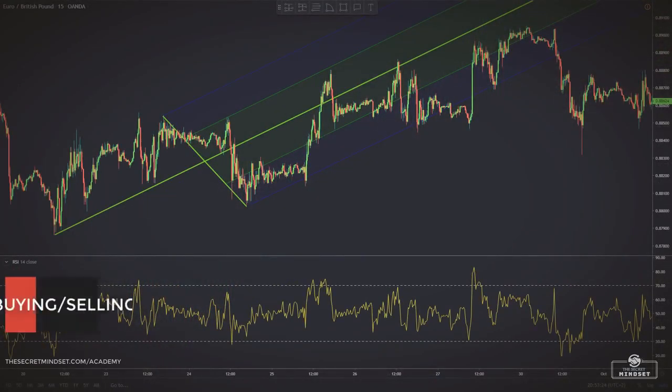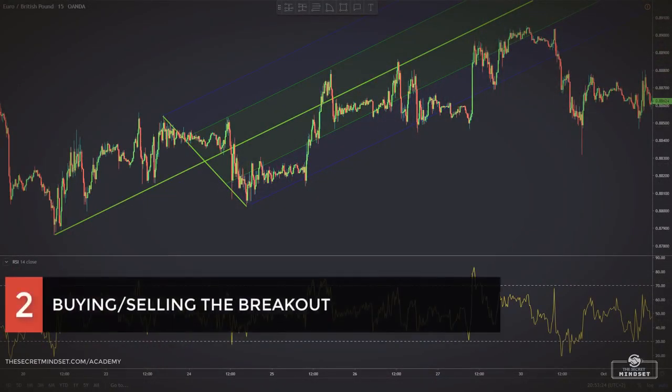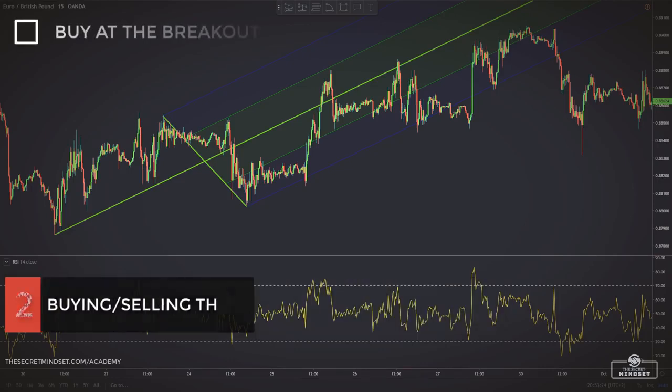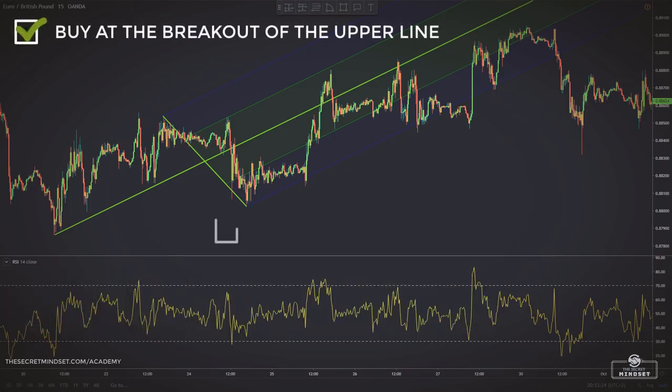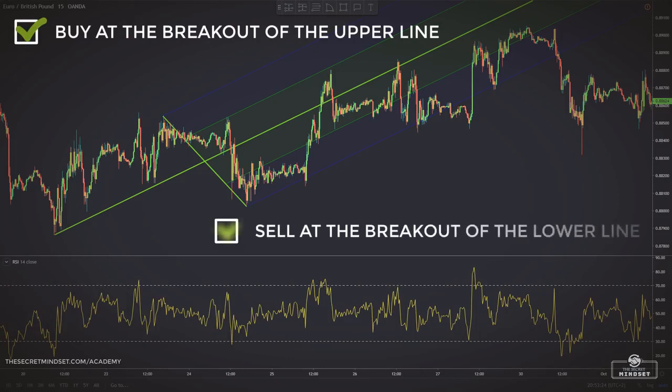The second strategy involves buying or selling the break. Traders may buy when the price produces a breakout from the top of a channel, or sell when the price breaks from the bottom of the channel. In these cases, it's important to look for a clean break to avoid false breakouts.